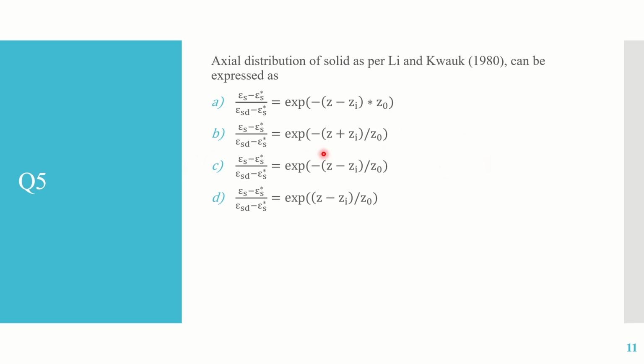So option C is the right answer. And here the negative sign is missed. So option C is the right answer: (epsilon s minus epsilon s star) by (epsilon sd minus epsilon s star) is equal to exponential of minus (z minus zi) by z naught. So just look into the equation and try to get it.